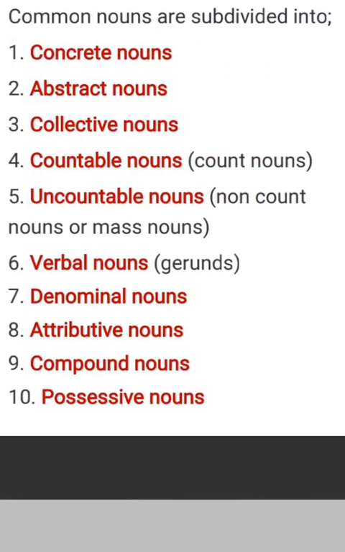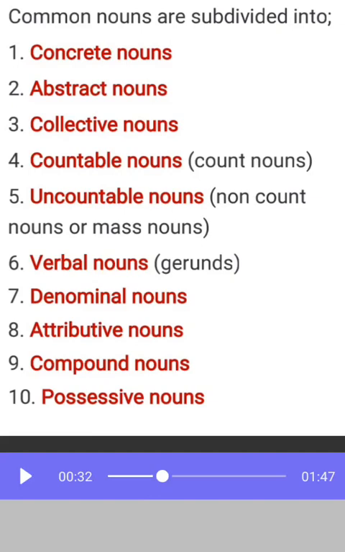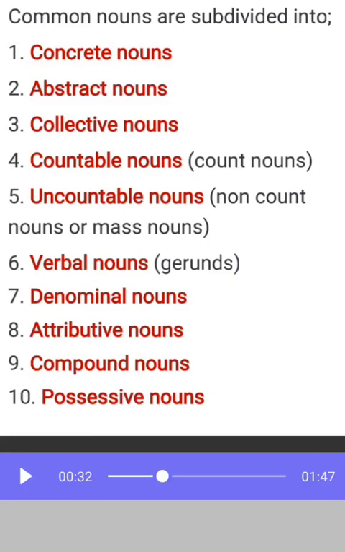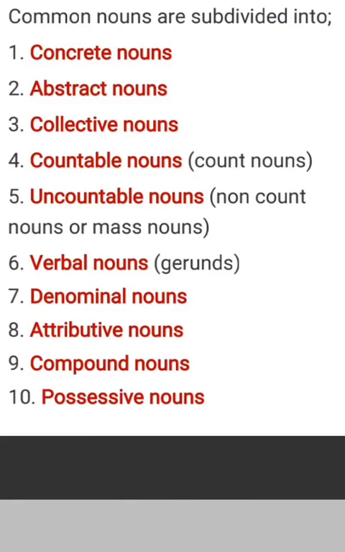And the 10 subtypes of common nouns are concrete nouns, abstract nouns, collective nouns, countable nouns, also called count nouns, uncountable nouns, also called non-count nouns or mass nouns. Then we have verbal nouns, also called gerunds, denominator nouns, attributive nouns, compound nouns, and possessive nouns. And so the 10 subtypes of common nouns again are concrete nouns, abstract nouns, collective nouns, countable nouns, uncountable nouns, verbal nouns, denominator nouns, attributive nouns, compound nouns, and possessive nouns.